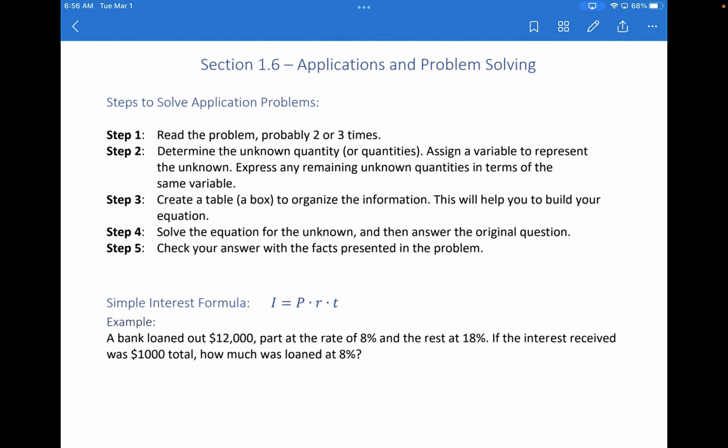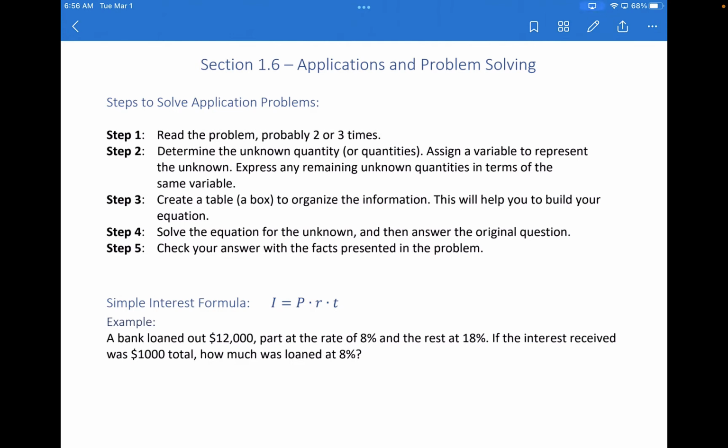Applications and problem solving. Step 1. Read the problem probably 2 or 3 times. Make sure you understand what is being asked. Step 2. Determine the unknown quantity or quantities. Assign a variable to represent the unknown. Express any remaining unknown quantities in terms of the same variable.